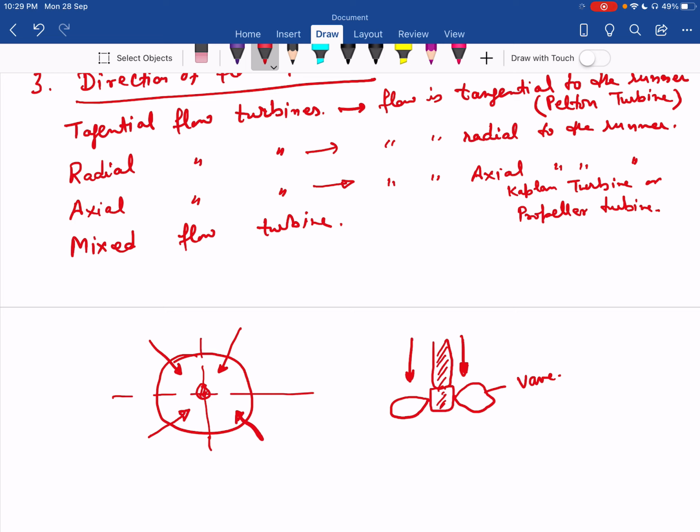Then the last one are the mixed flow turbines. Now, in case of mixed flow turbines, the flow is from radial to axial. So within the runner, the flow changes from radial direction to axial direction. The example is Francis turbine.